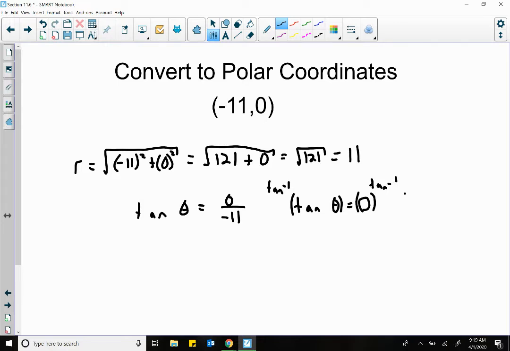And so, in other words, we want to know when is tangent equal to 0. So theta is equal to, tangent is 0 at 0 degrees, 2 pi, and pi.